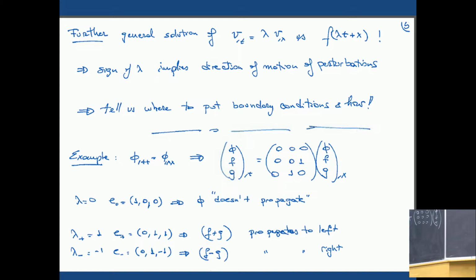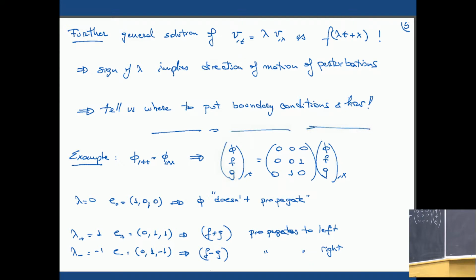But we know a lot more now, because the sign of this lambda tells you which direction propagations move. If lambda is positive, we're going to have a pulse that moves from right to left. And if lambda is negative, we're going to have a pulse that moves from left to right. So is that clear why?